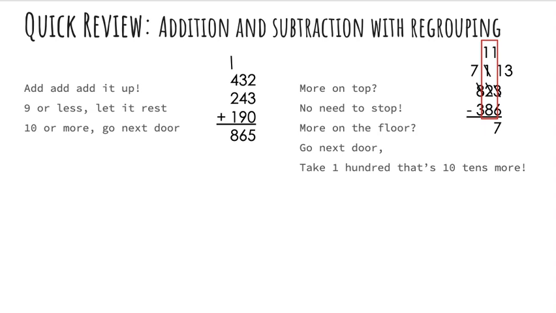11 minus 8. 11 minus 8 is 3 tens. So I'm going to write a 3 in my tens place. And last, I just need to look at my hundreds place. In my hundreds place, I have 7 hundreds minus 3 hundreds.